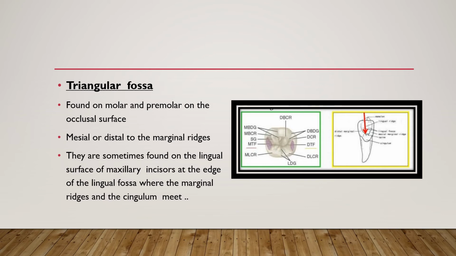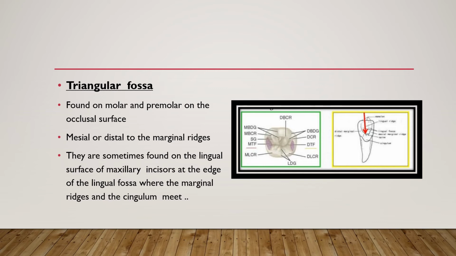Sometimes you can also find this fossa on the lingual surface of maxillary incisor, और ये हमें कहाँ मिलेगा? At the edge of the lingual fossa. Earlier we have seen a fossa on the lingual side of the anterior teeth. So ये जो triangular fossa मिलेगा, ये हमें उसके edge में मिलेगा where the marginal ridge and the cingulum meet.